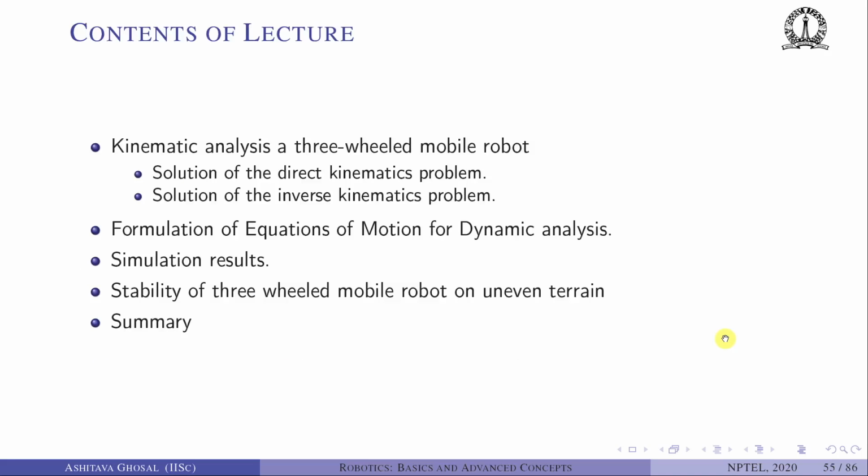Okay, so the contents of this lecture are the following. We will look at the kinematic analysis of a three-wheeled mobile robot. We'll look at the solution of the direct kinematics problem. We look at the solution of the inverse kinematics problem. Then we look at the formulation of equations of motion for dynamic analysis. Then I will present some simulation results, and then I will look at the stability of a three-wheeled mobile robot on uneven terrain.